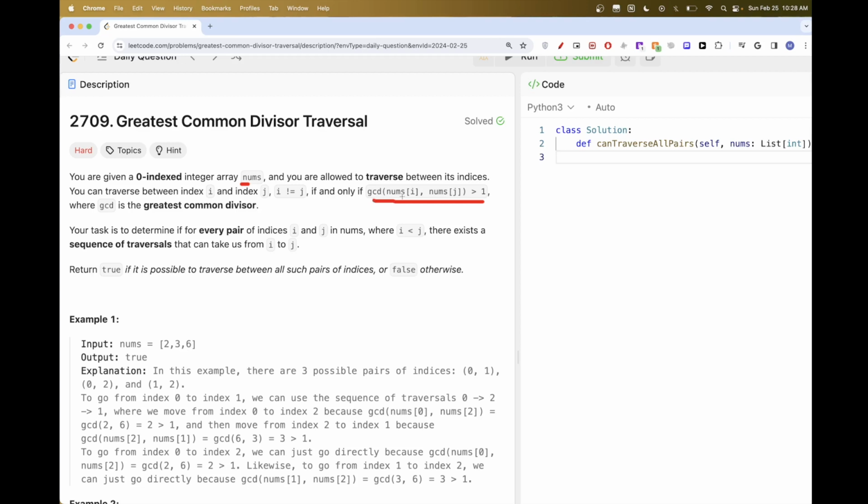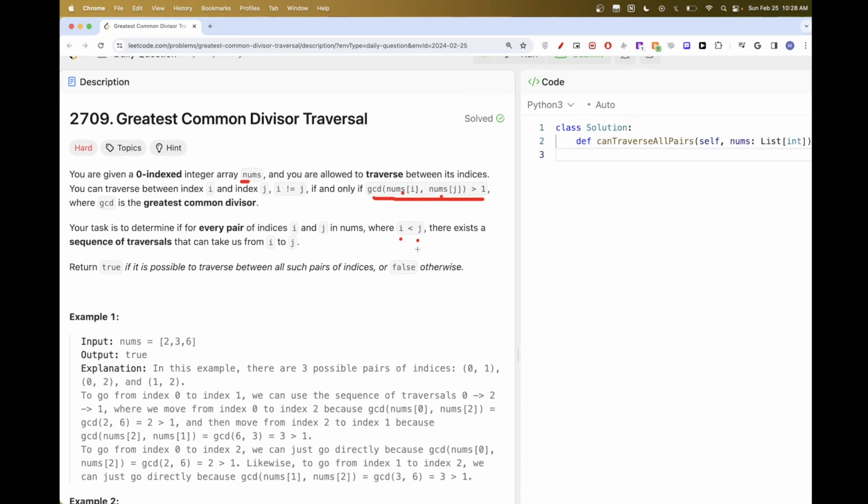There is a common factor of this one and this one, and your task is to determine that for every pair of indices in the array, so all the pairs of indices where one of them is smaller than the other, there exists a way to traverse between them that can take you from i to j, with the constraint that you can only traverse between two positions if you have this condition. Okay, and the goal is to return true if it's possible to traverse between all pairs, and false if not.